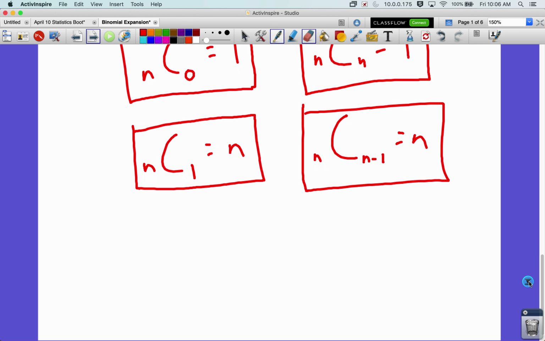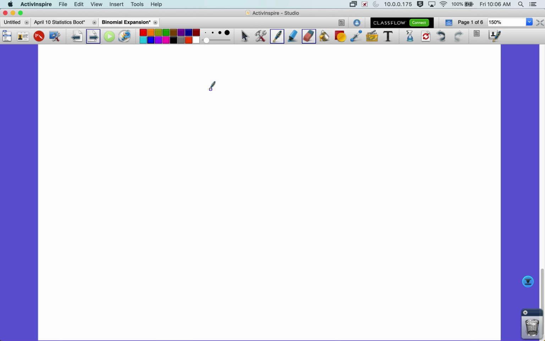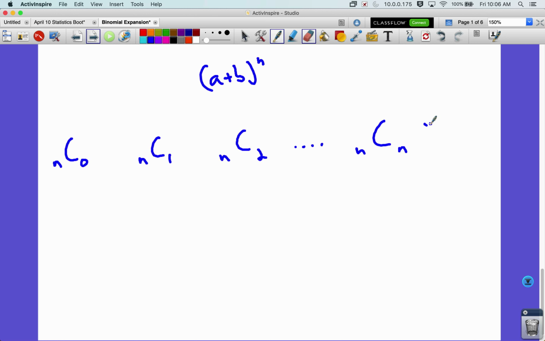Let's do now the generic expanded form of a plus b to the n. So a plus b to the n gets its coefficients from the nth row of Pascal's triangle. The coefficients start nC0, and then the next coefficient is nC1, and the next coefficient is nC2, all the way up to nCn. So this is where we get our coefficients.